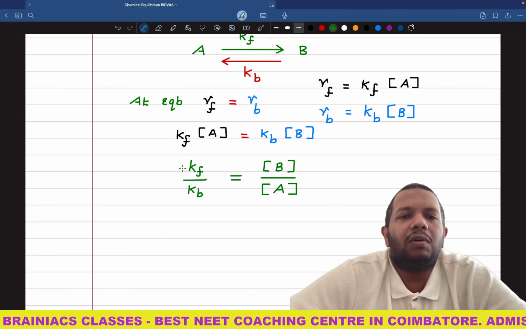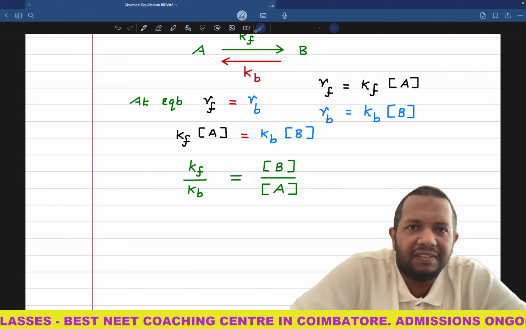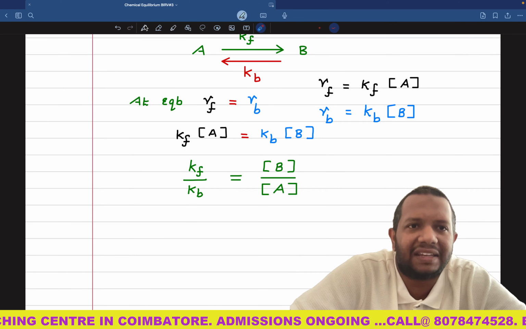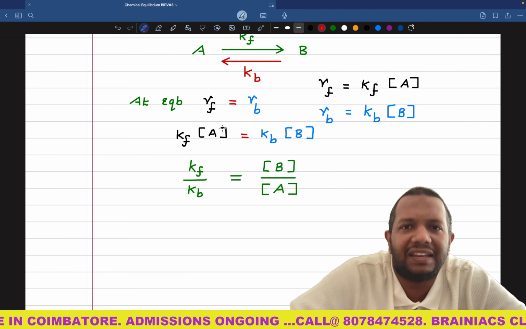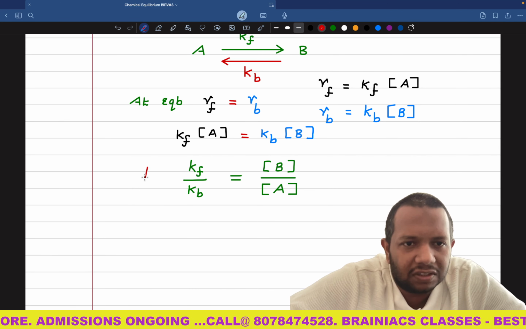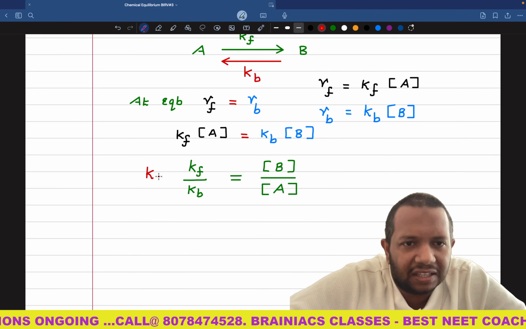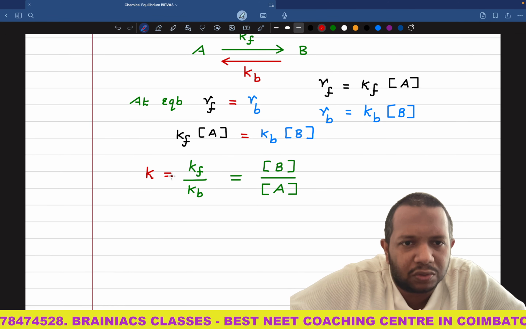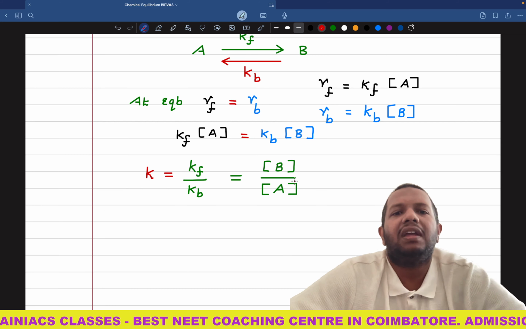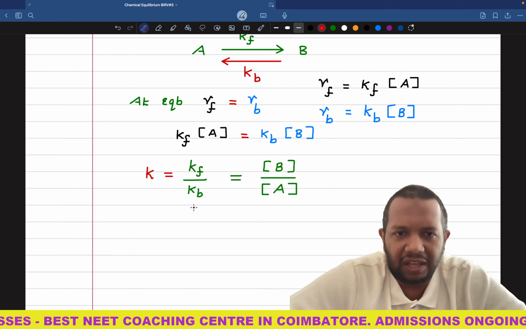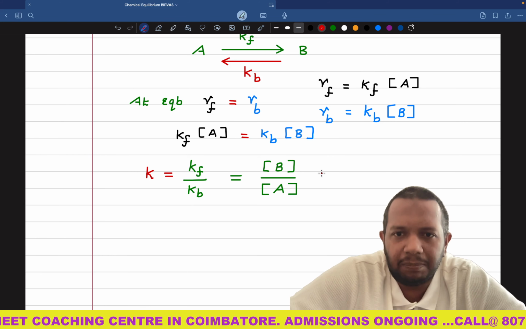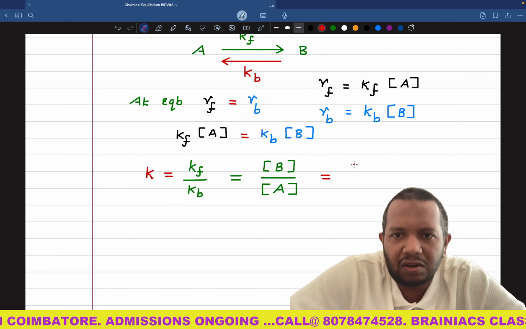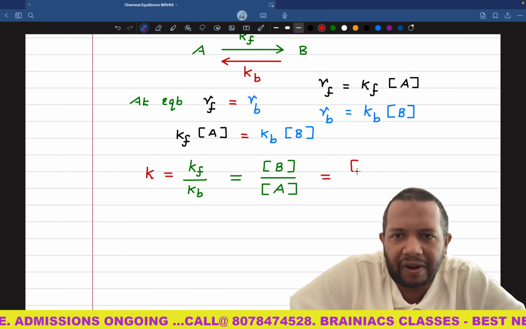Now listen, this Kf by Kb is a new constant. This is not going to change. This ratio we call the equilibrium constant Kc. For this particular ratio, we call it the equilibrium constant K, or you can even represent it as Kc. So we can say that K is equal to Kf by Kb, which is nothing but B by A. B by A, we can generally write as concentration of the products.